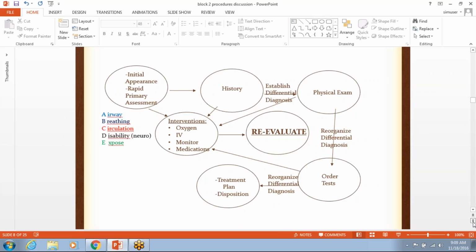So this is different than just doing a clinical skills exam where they do the history, then the physical, then they come up with a plan. They should have a primary assessment of the patient, intervene if necessary, go on to the history, intervene if necessary, establish your differential diagnosis, go to your physical exam, intervene when necessary, and constantly reevaluating and reorganizing the differential diagnosis.